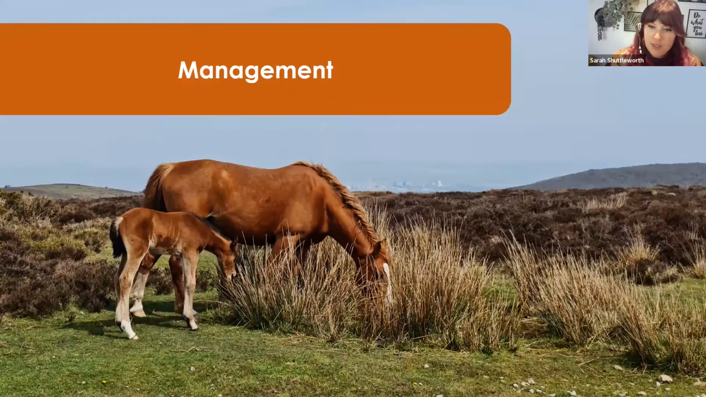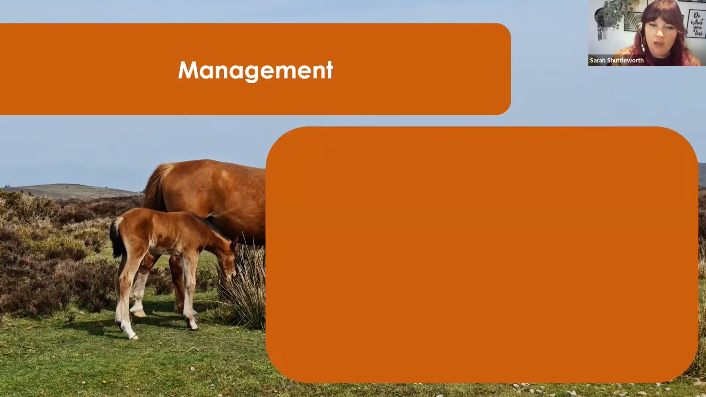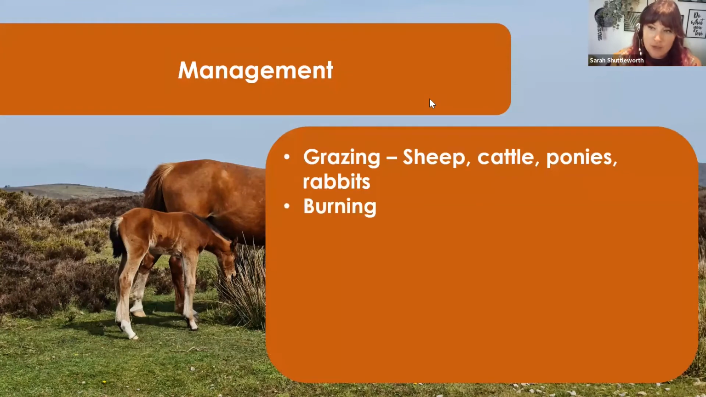In terms of management examples that you might be noting down when you're out on your survey, grazing is the most obvious one, because that's how these habitats are maintained primarily, although cutting is sometimes used. In a lot of cases it's sheep, cattle and ponies, but also rabbits. Lichen heaths are often rabbit grazed, and places like Breckland rely heavily on rabbits as the management tool. You'll be looking out for the usual signs and evidence of these animals grazing.